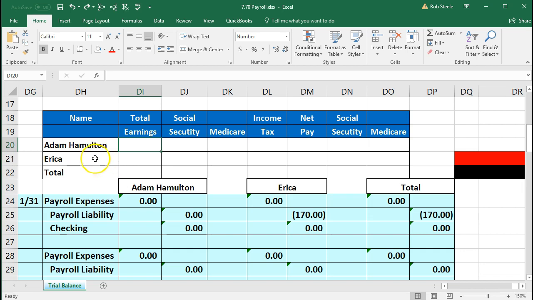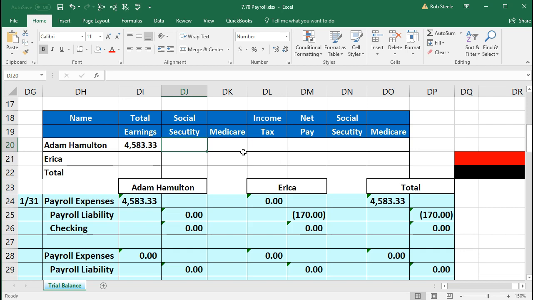So we're going to say that we have Adam here, and that Adam's total earnings is a salary. So it's the same each month, 4583.33. Then we've got to pull out the Social Security, Medicare, and federal income taxes. Those are the three United States taxes that basically are payroll taxes that are required to be pulled out.